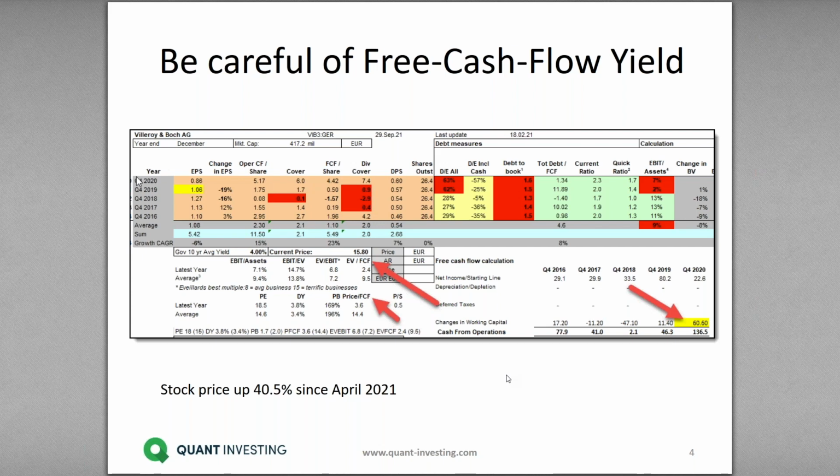But the stock, nevertheless performed extremely well since April 2021 when we recommended it. But just be careful if you just use free cash flow yield as a valuation measure, because obviously that's going to turn around in the next year as these companies start producing. Working capital is going to absorb cash. Maybe they'll spend more on capital expenditure, and the free cash flow yield will go down substantially.